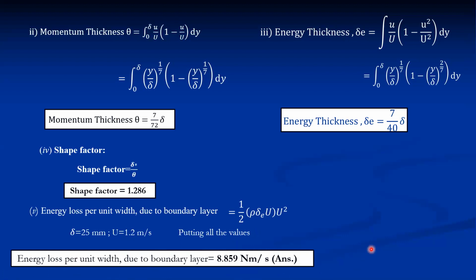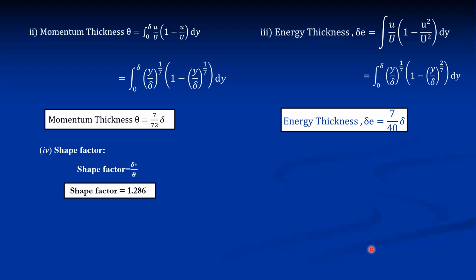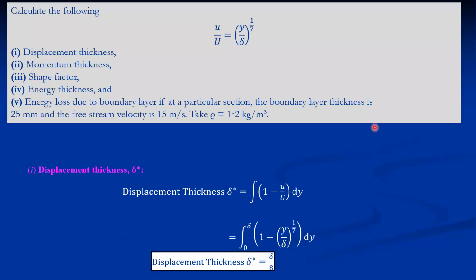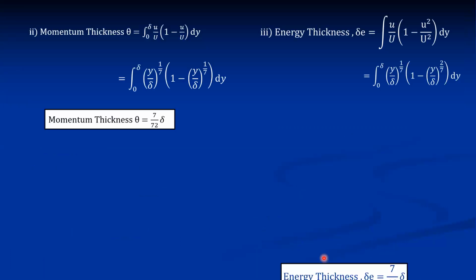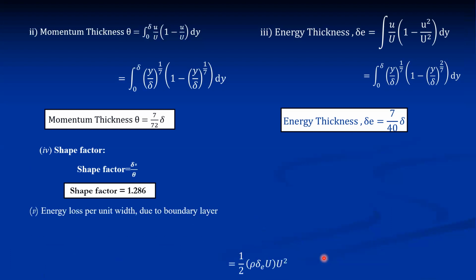Such kinds of numericals can be asked. There is not much variety in this kind of problems. You only have to memorize the expressions of displacement thickness, momentum thickness, and energy thickness. The variety means only the expression of u by U. In this case, what is given is y by delta raised to 1 by 7. So only this expression will change, which means the integration part will change. The methodology remains the same: use the relevant expressions, integrate, and calculate.